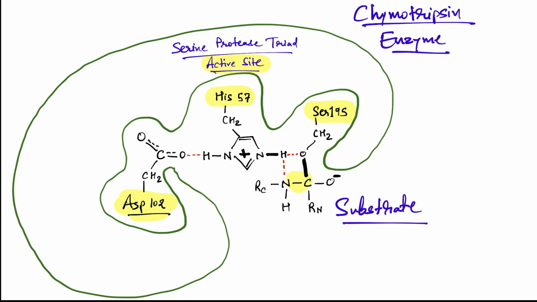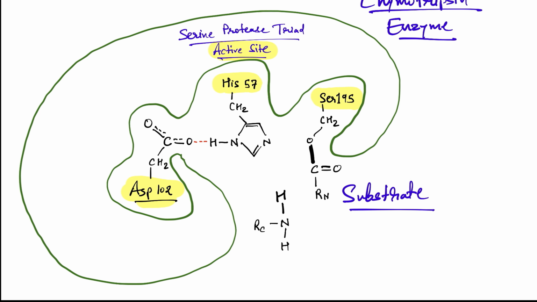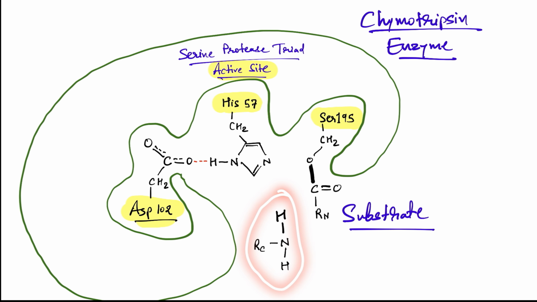Now activated serine attacks the carbonyl carbon of the peptide bond. This will form the covalent bond between serine and substrate. At the same time, the peptide bond begins to break. Histidine now donates the proton to the leaving amino group, allowing the first peptide fragment to leave. One peptide fragment has left. The remaining fragment is still covalently attached to serine 195.